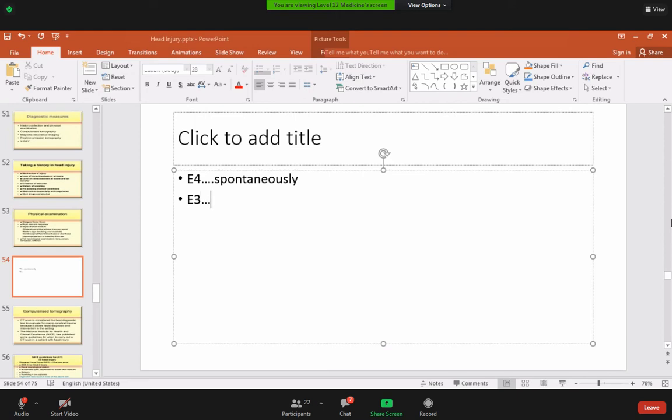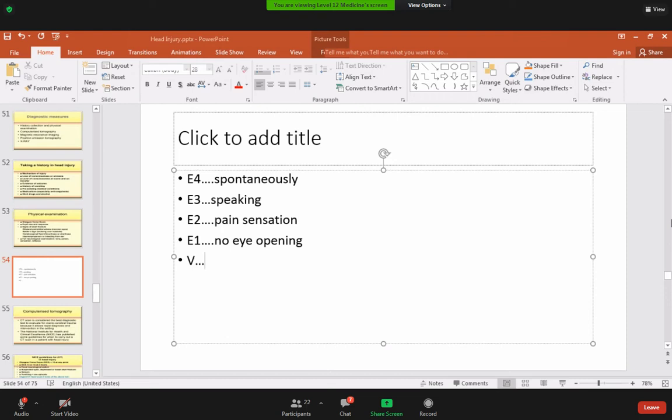E3 is when the patient is not opening the eyes spontaneously, but opens them when you are speaking to the patient, when you give a verbal command, open your eyes, please. E2 is when the patient is not responding even to your verbal command, but when you give some pain, you pinch some area of the body, the patient opens his eyes. And E1 is when the patient is not responding at all, there is no eye opening. This is E. Then after E, we have the verbal response.